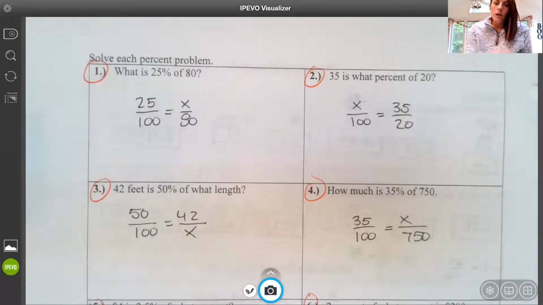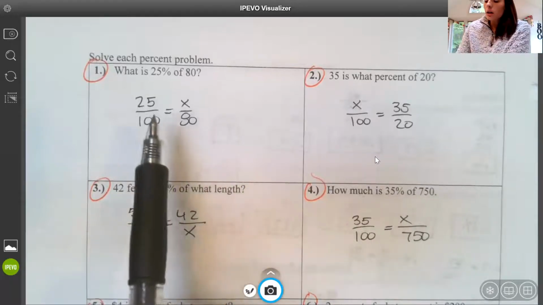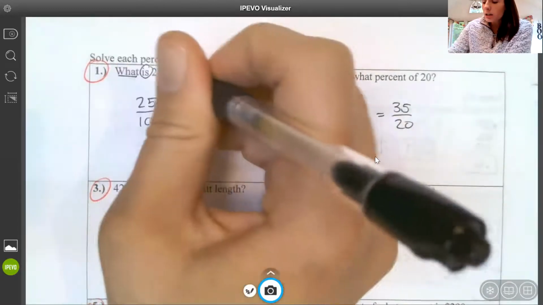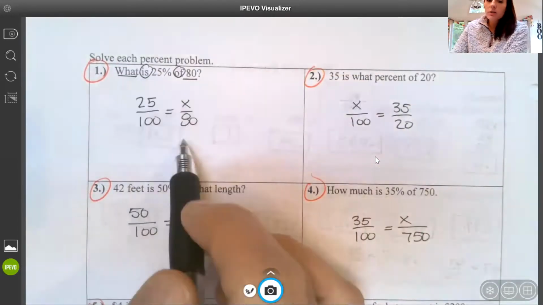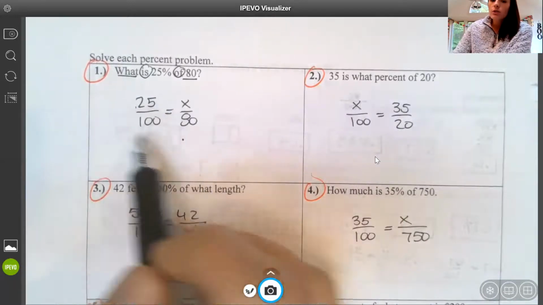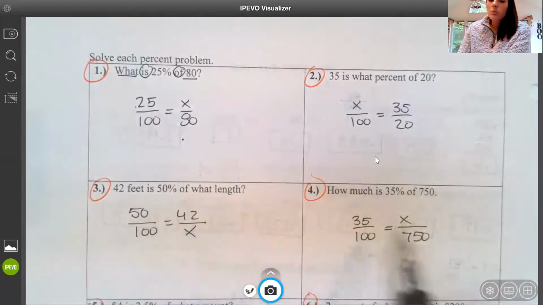Okay, so I have all my setups here. Making sure I'm matching up the is as the part and the of as the whole. That's a good hint to set up. Percent is always over 100. So go through and check your setup.